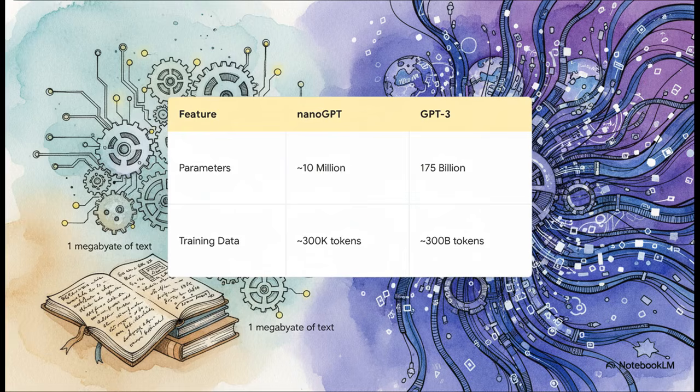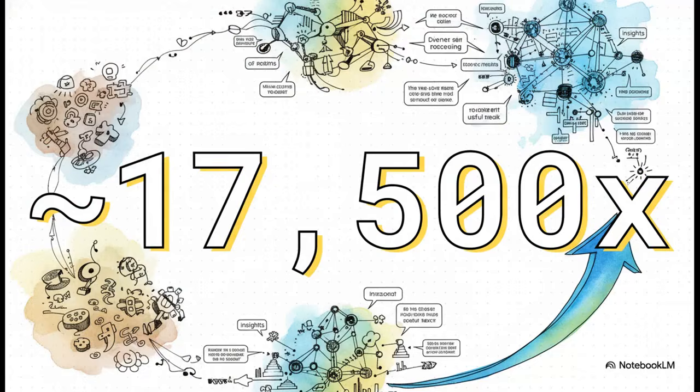Our little nano GPT has about 10 million parameters. You can think of those like knobs the model can tune to get better. GPT-3 has 175 billion. We trained our model on 1 megabyte of text. GPT-3 was trained on a huge chunk of the entire internet, around 300 billion tokens of data. So yeah, that is over 17,000 times more parameters. The fundamental ideas, the architecture we just talked about, it's the same. But the sheer mind-boggling scale is what transforms its abilities from generating quaint nonsense into writing coherent, genuinely useful text.